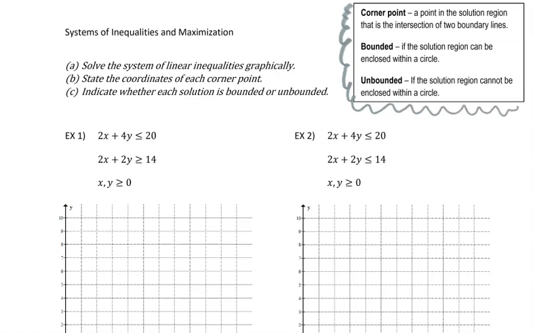So first off, a corner point is a point in the solution region that is the intersection of two boundary lines. So whenever we were actually graphing systems of inequalities, we always said that there was one shaded region that was our final solution. And whatever points are in the corners of that shaded shape, those are corner points.